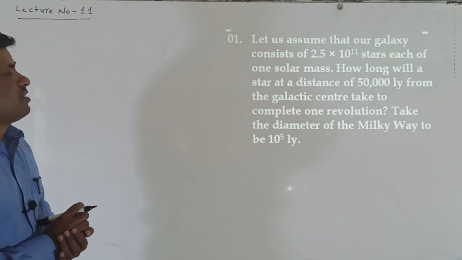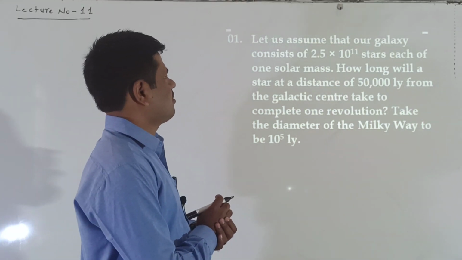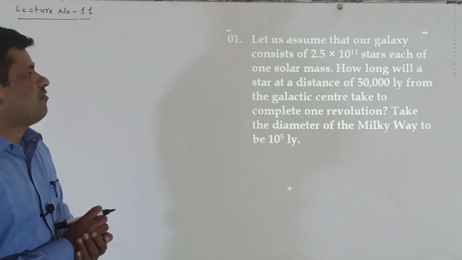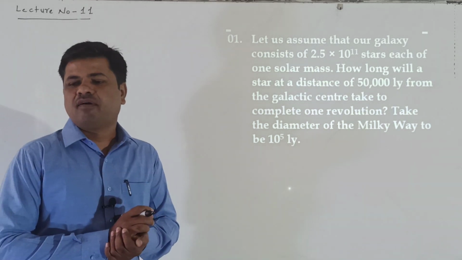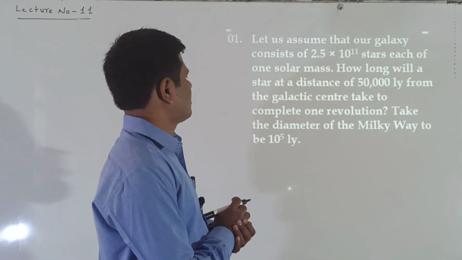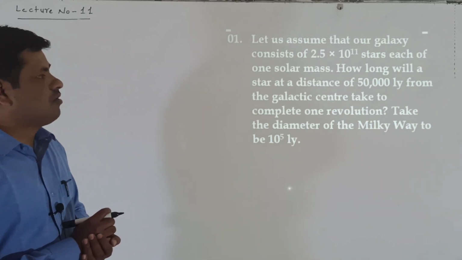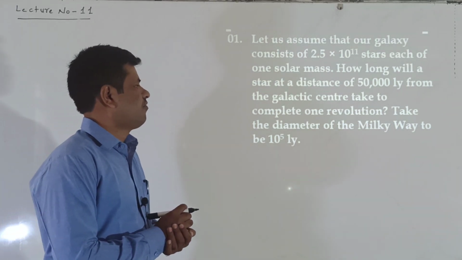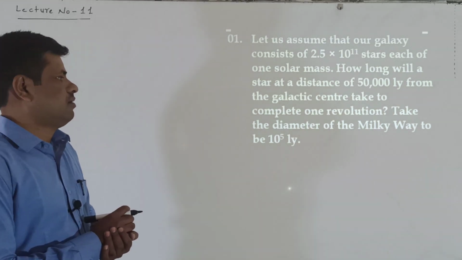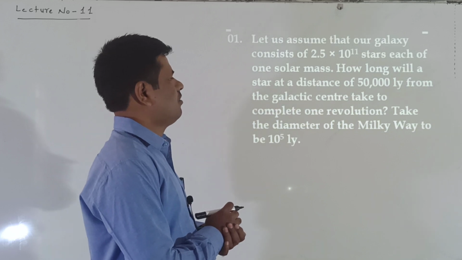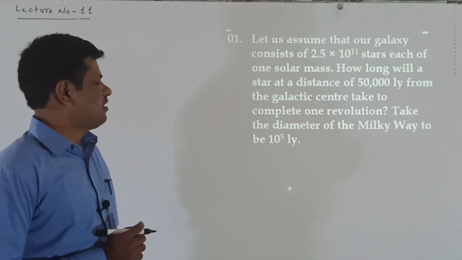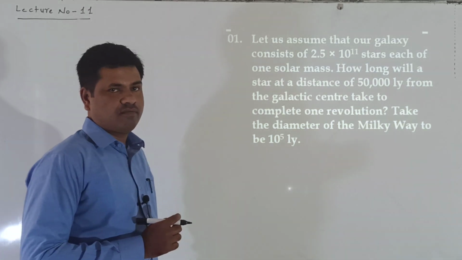Let us assume that our galaxy consists of 2.5 into 10 power of 11 stars, each of 1 solar mass. How long will a star at a distance of 50,000 light year from the galactic center take to complete one revolution? Take the diameter of the Milky Way to be 10 power of 5 light year.